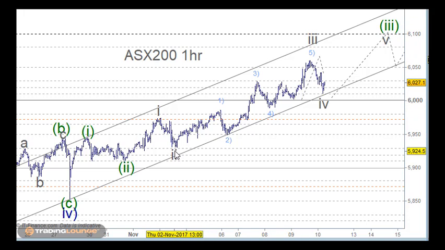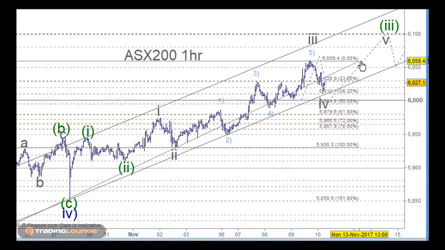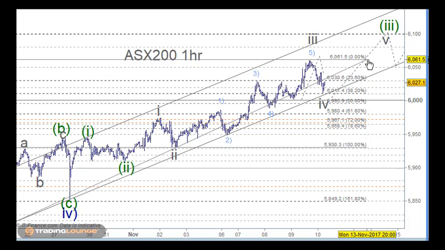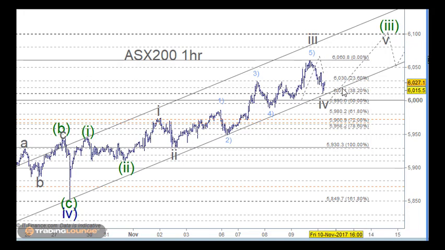Or it could pull back to the 38.2% retracement level here as well. So from the top of wave 3 there, if I can get that working, then we're right on the 38.2% retracement level here as we speak. So we should see a move up here following up in Friday and Monday.